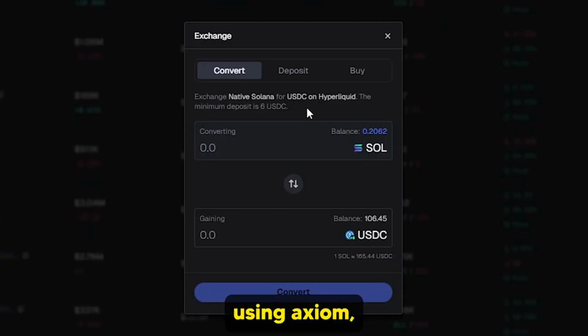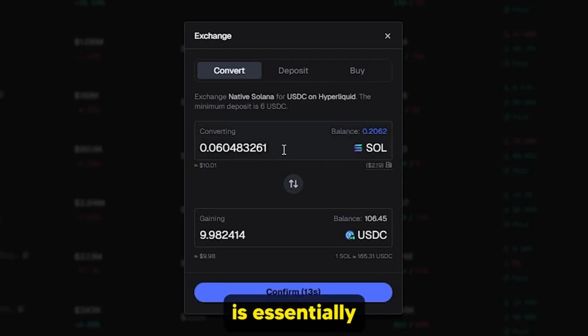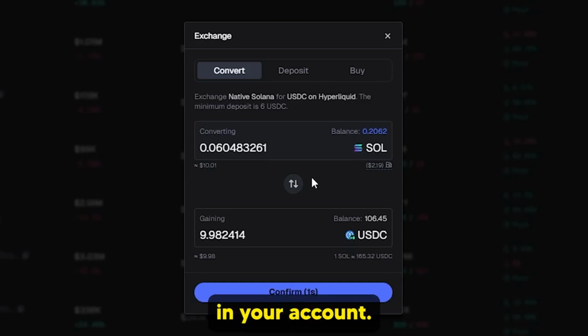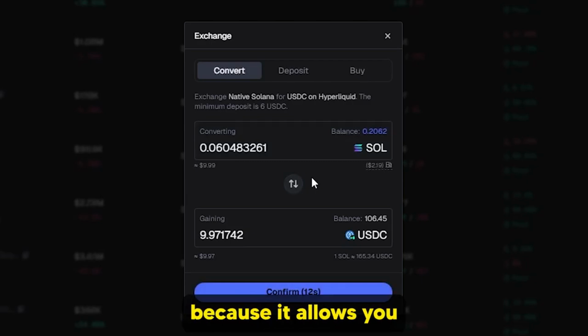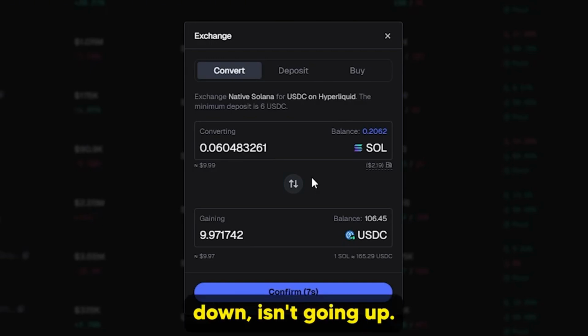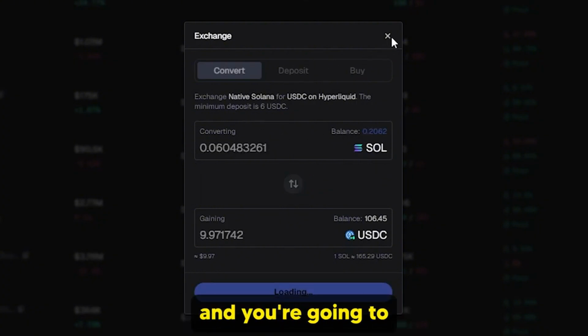But when you're using Axiom, of course, you can do this in Phantom. You can simply trade between Solana and USD. This is super useful because it allows you to essentially transfer your Solana to USD. That way, if you're not trading at the moment, you're going to be able to have your money in USD and you won't lose value in your account. This is one of the small features that I think is really important, especially if you're trading all the time, because it allows you to preserve your wallet balance. It means that when you're not trading, your balance isn't going down, isn't going up, and you know exactly how much you've got. And when you want to trade, you just buy some USDC and then you can instantly convert that to Solana and you're going to be completely good.